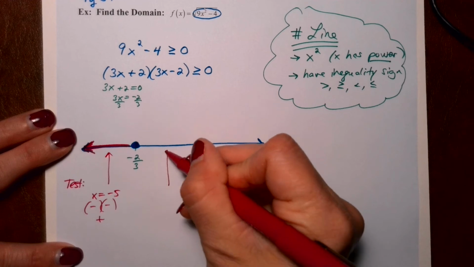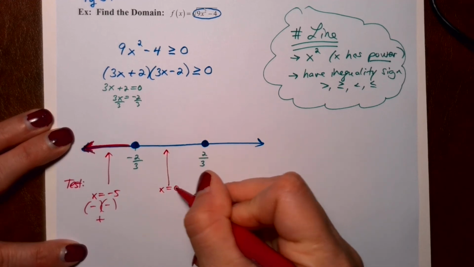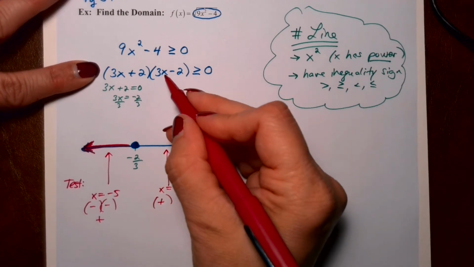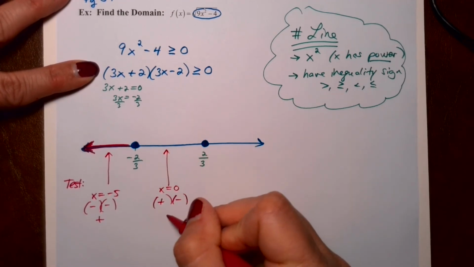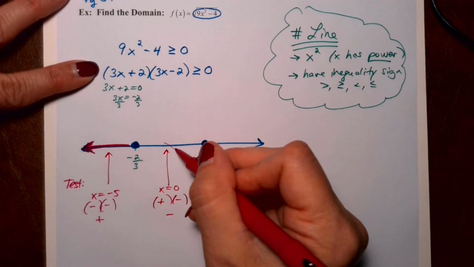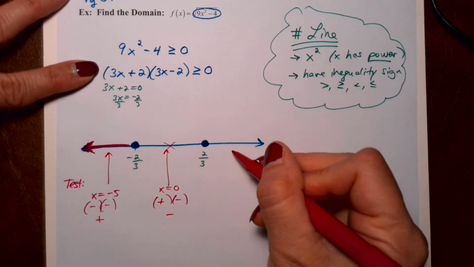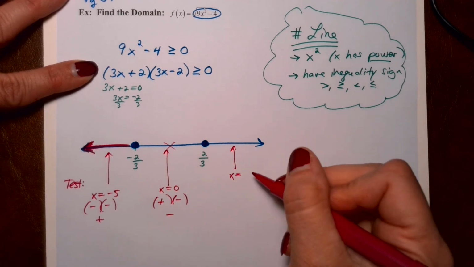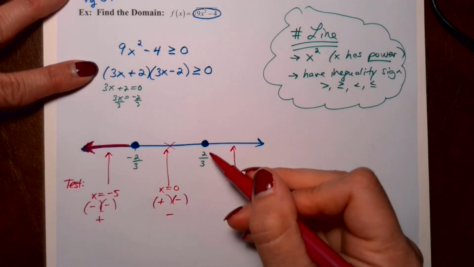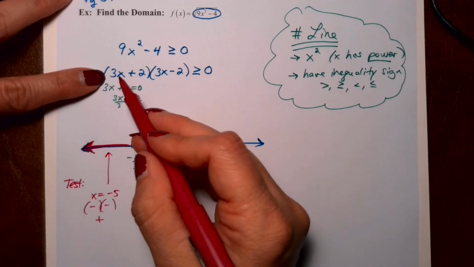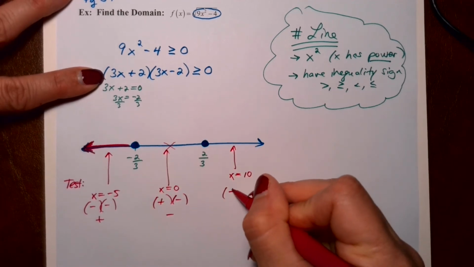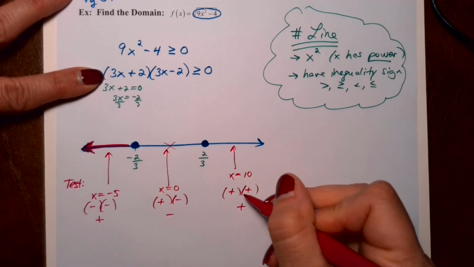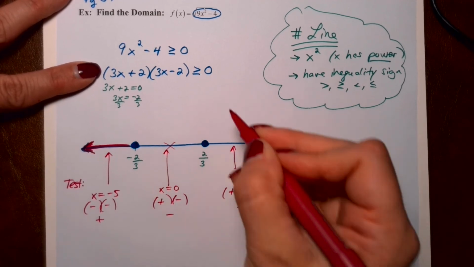All right, in this middle section, the nicest number would be a 0, right? 3 times 0 plus 2 is positive. 0 minus 2 is negative. This section is working out to be negative, and that's not what we want. Third section, I'll go ahead and test. How about 10? Clearly definitely bigger than 2/3. 30 plus 2 is going to be positive. 30 minus 2 is positive. This section, positive times positive, is positive, and that's what we want.